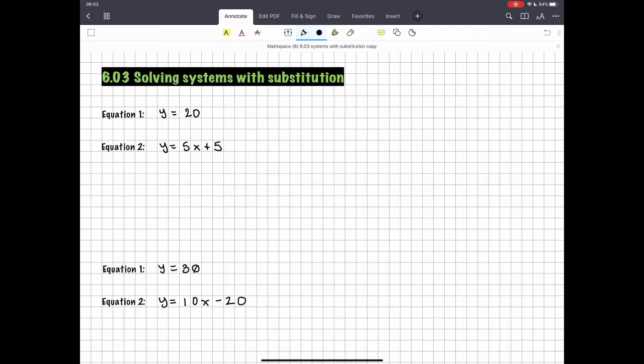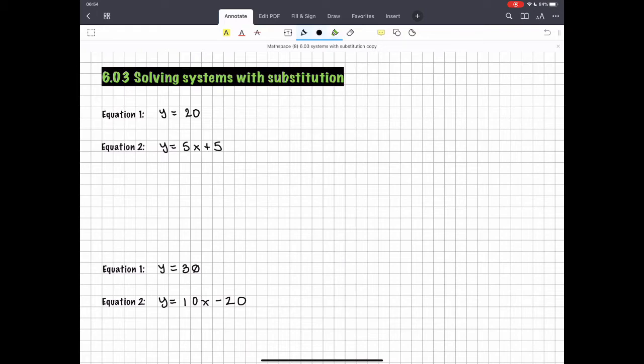In equation 1, we have y is the same as 20, or y equals 20. Equation 2 is y equals 5x plus 5. Now at some point on a graph, those lines would cross over. We're going to find that without graphing them out.